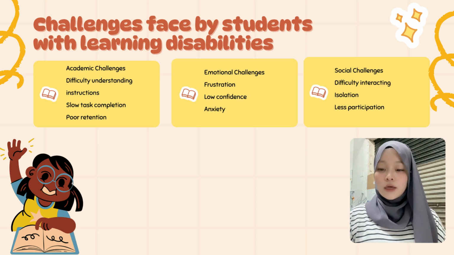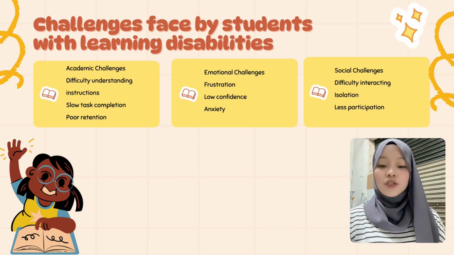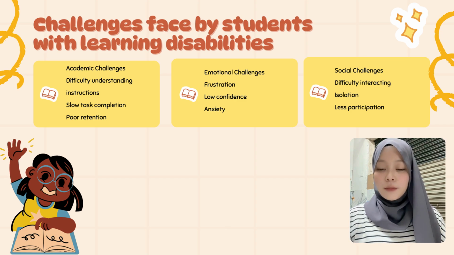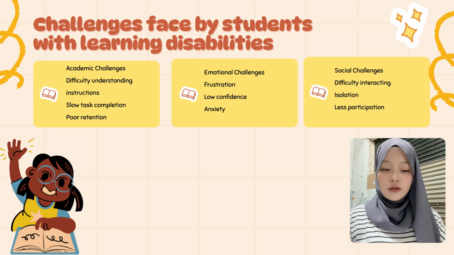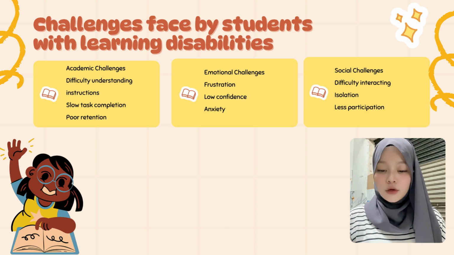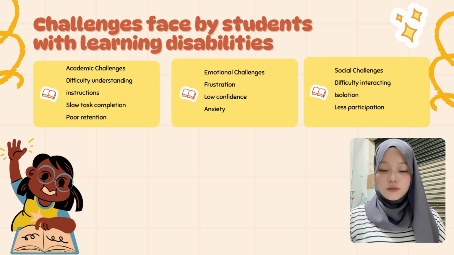Academic struggles can affect emotions, and emotional issues can affect social behavior. The future teacher needs to be aware of these challenges and create a classroom environment that is supportive and understanding. This helps students feel safe and encourages them to continue learning.